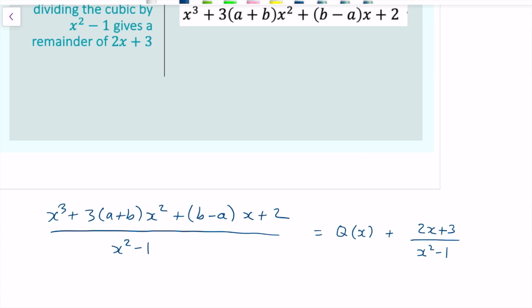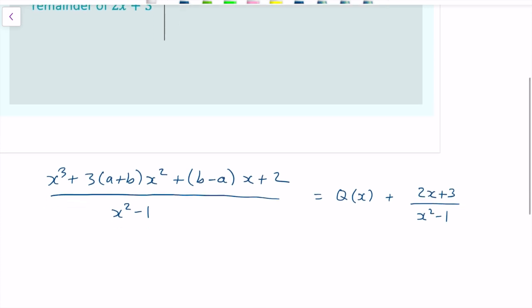Kind of like when you take 7 and divide by 3, you get how many times the 3 goes into 7, 2. 2 times 3 is 6, so we get a remainder of 1, and then divided by the thing that we're dividing by. So that's the same setup. With this, we don't actually need to know the quotient. We're trying to find a and b, but we don't need to find this q of x function.